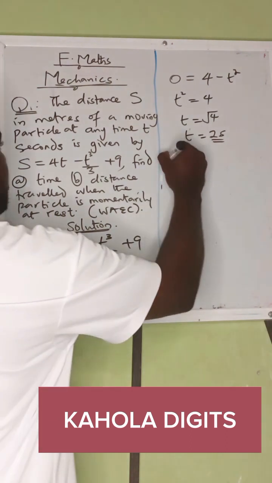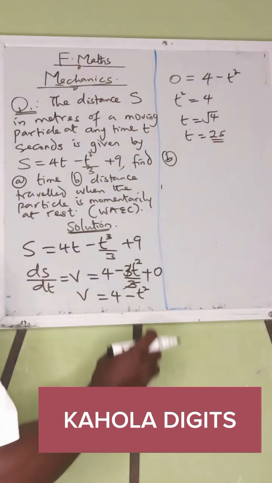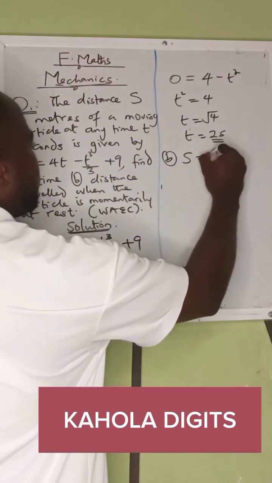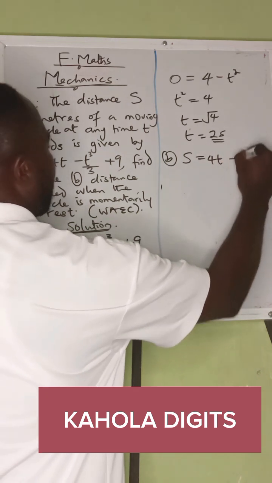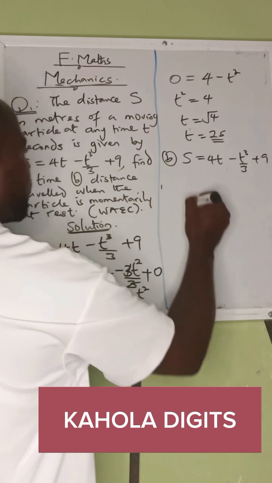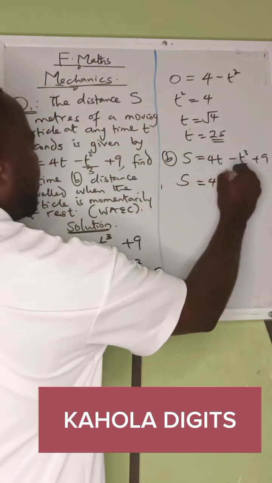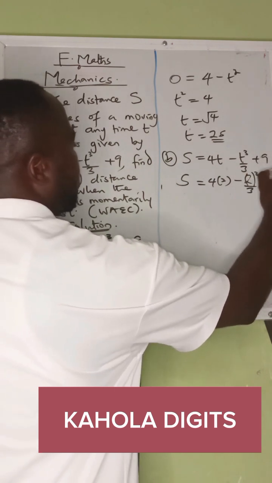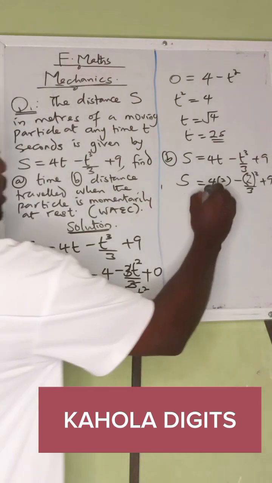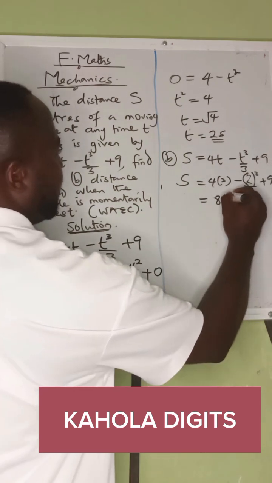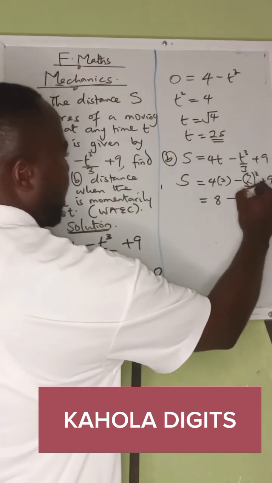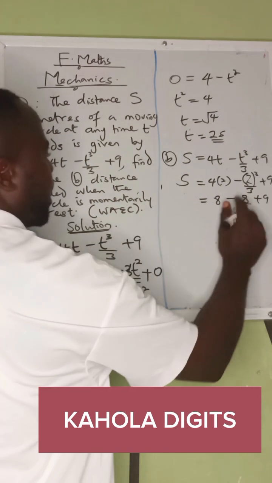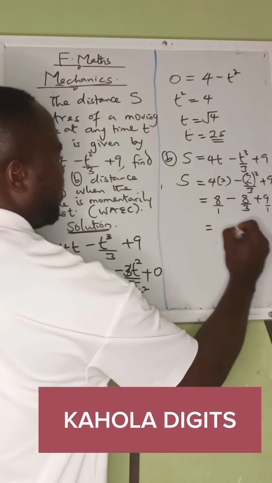Now let's determine the distance covered. We just substitute the value of t equal to 2 in the expression x equals 4t minus t^3/3 plus 9. The distance will be 4 multiplied by 2 minus 2^3/3 plus 9. So that gives us 8 minus 8/3 plus 9, since 4 times 2 is 8 and 2^3 is 8. Then we determine the LCM.